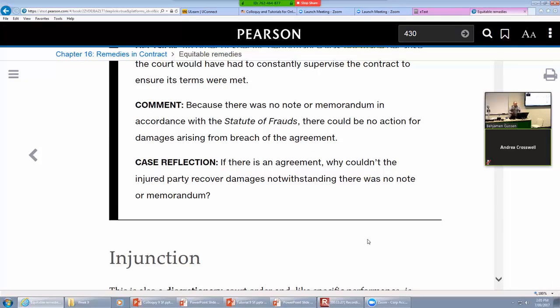So because there was no note, there could be no action for damages arising from breach of the agreement. What does that mean? They're saying in the comment that they can't get damages. Why can't you get damages? So this is why we went to specific performance, you see. Remember we said for you to access equitable remedies, you have to argue that either damages are inadequate or are not available. Now they're telling us they are not available. Why are they not available? Because there was no actual contract.